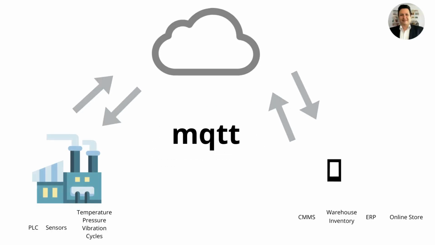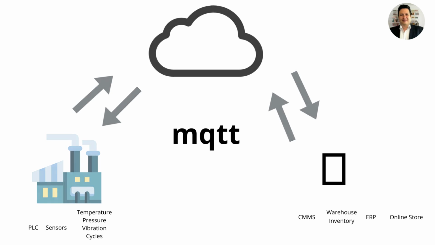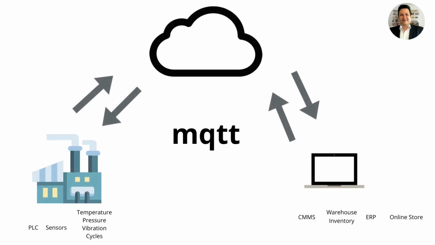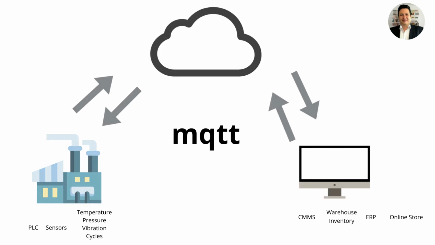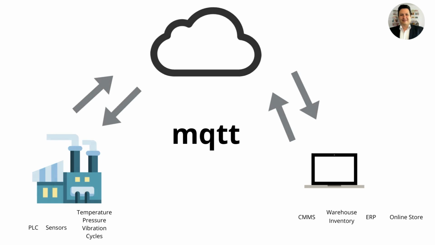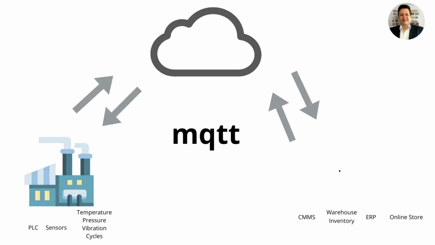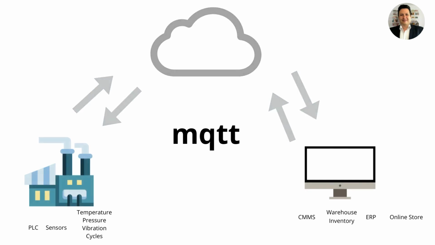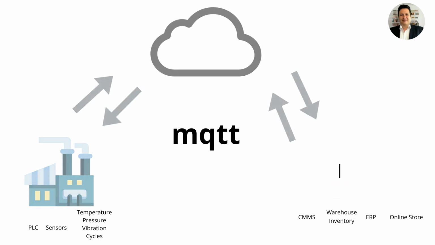MQTT allows you to seamlessly connect diverse components of your manufacturing plant, ranging from sensors and PLCs to HMIs, SCADA software, CMMS, warehouse inventory systems, ERP, and even directly to your online store. In this tutorial, we will be connecting Factory Talk Optix to an MQTT broker. So if you are using Factory Talk Optix as an HMI SCADA, this is for you.